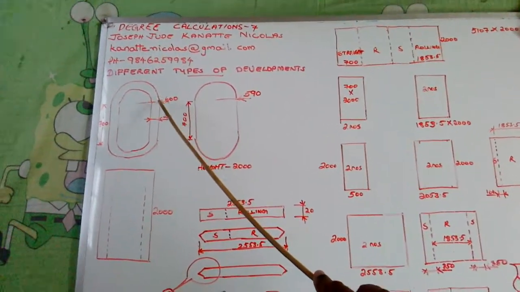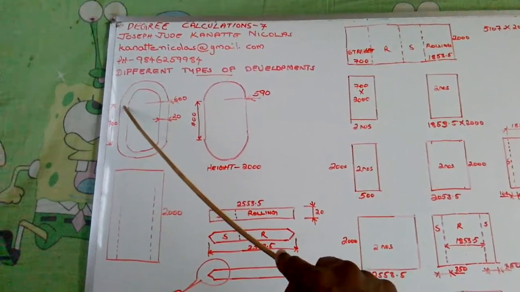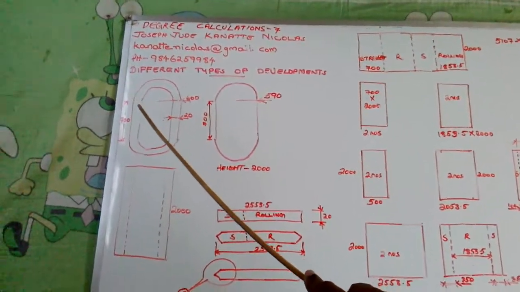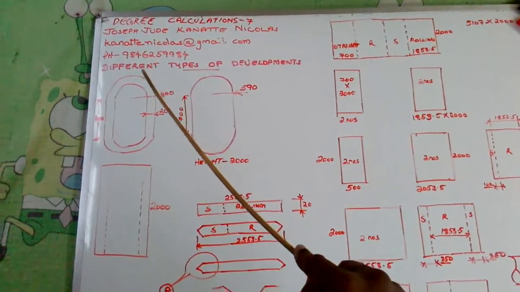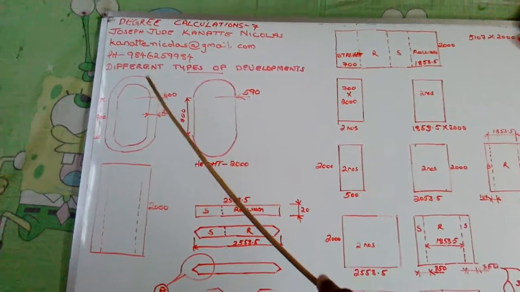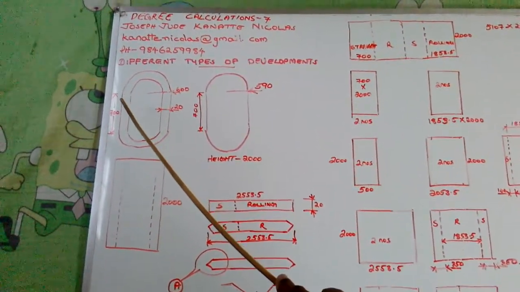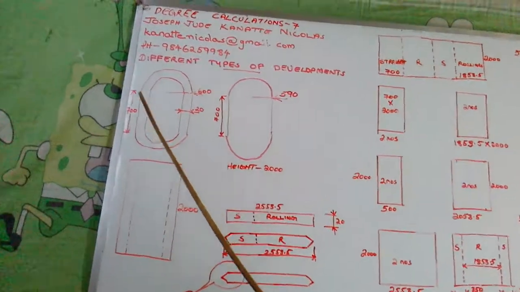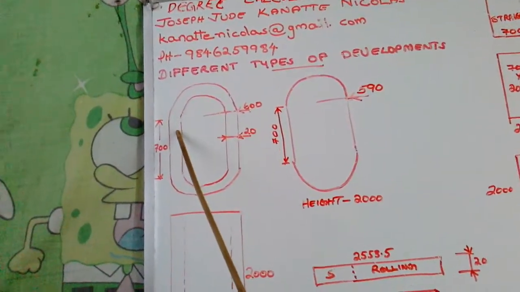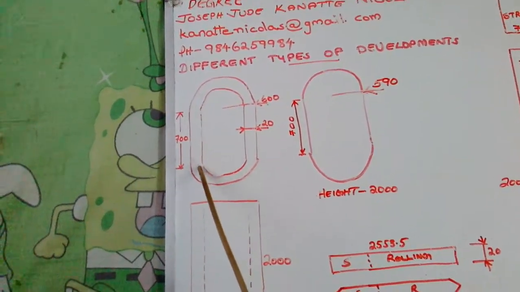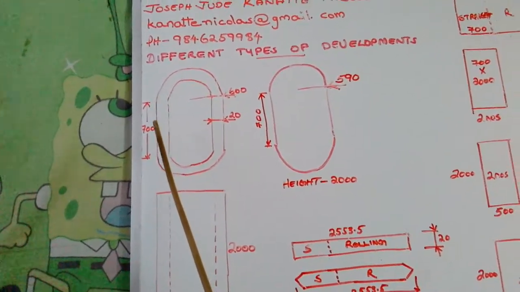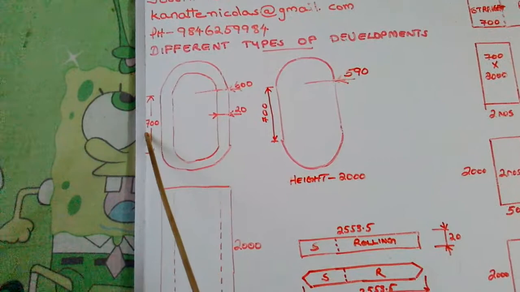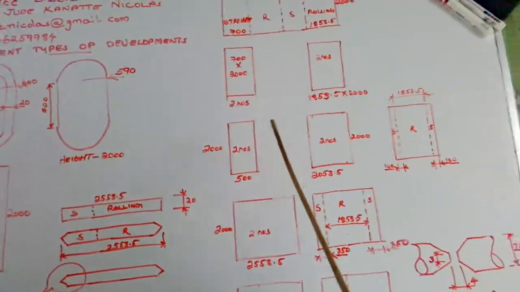add 100 mm here, we have to add 100 mm here also. If we add 100 plus 100, 200 mm in the rolling area, we have to decrease 100 plus 100 mm in the straight area also, because we will lose 100 mm from here, we will lose 100 mm from here. So we shouldn't mark the measurement as 700, we have to use 500.